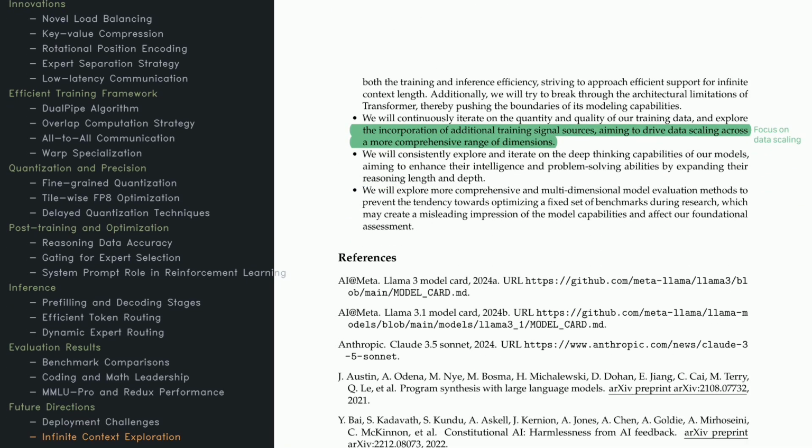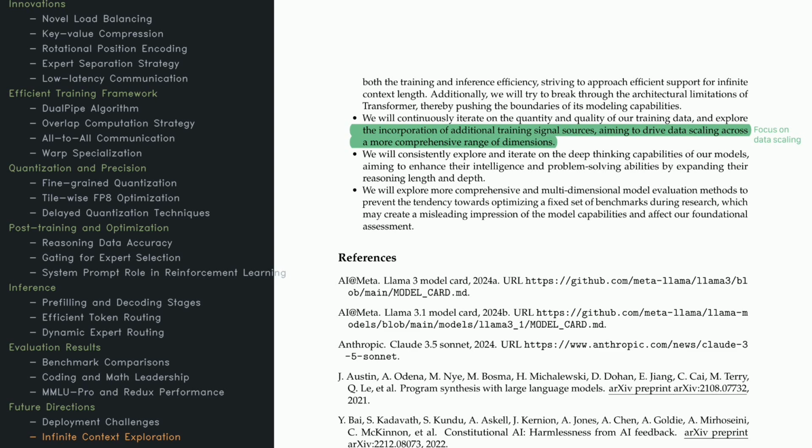Finally, the paper looks ahead at DeepSeek V3's future. The team wants to make training and inference even more efficient, potentially going for near-infinite context lengths. They'll keep examining the transformer design for bigger and deeper expansions, and plan to improve training data both in quality and diversity. Another goal is to grow the model's problem-solving depth, encouraging more complex reasoning. They also want to refine how they evaluate the model to avoid overfitting on set benchmarks. All of these measures aim to deliver a model that reflects real-world performance more accurately, pushing AI boundaries further.